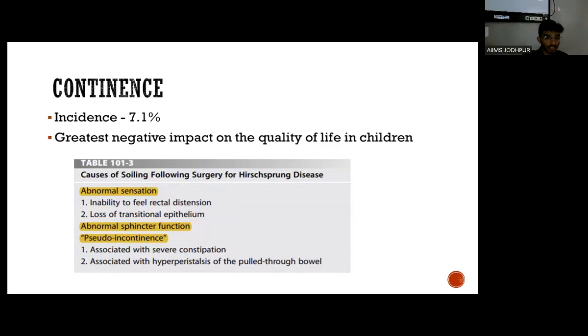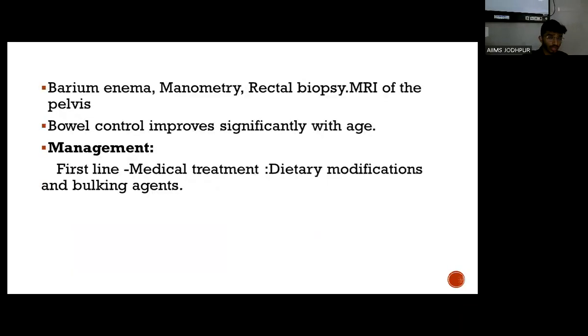Pseudo incontinence is associated with severe constipation, which further leads to fecaloma formation, and there will be loose stools which are passed through the side of the fecaloma, which results in soiling. It is also associated with hyperperistalsis of the pull-through segment. So it's usually worked up with barium enema, manometry, rectal biopsy, and MRI of the pelvis. Bowel control improves significantly with age and as the period from the procedure progresses.